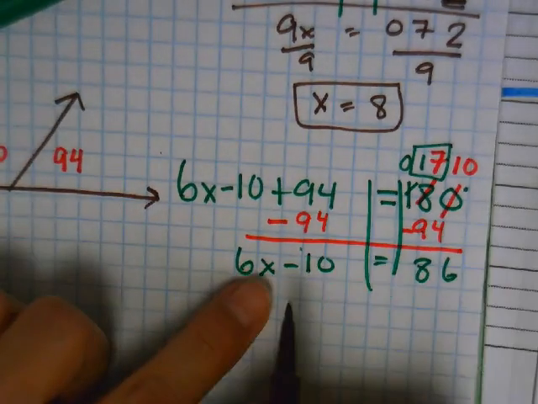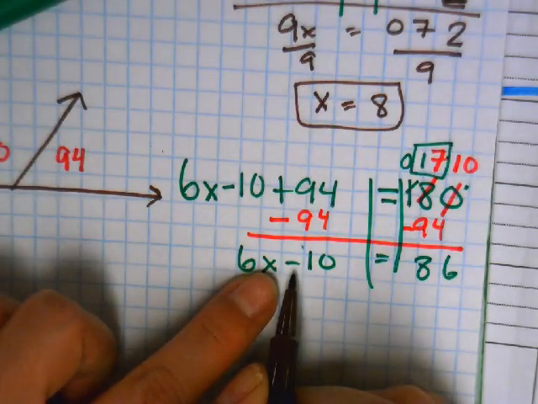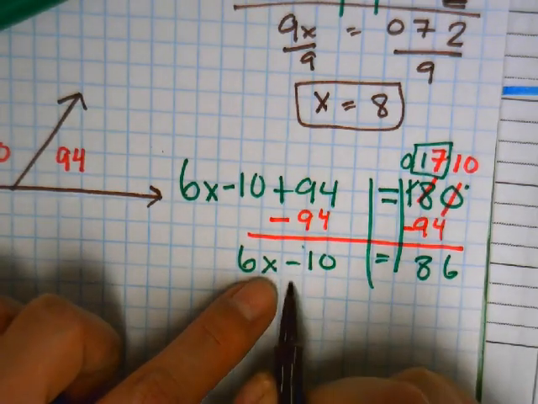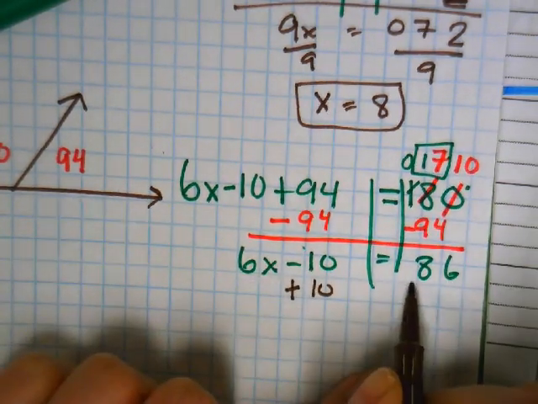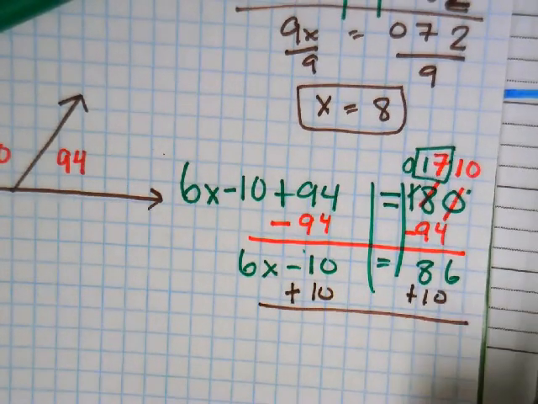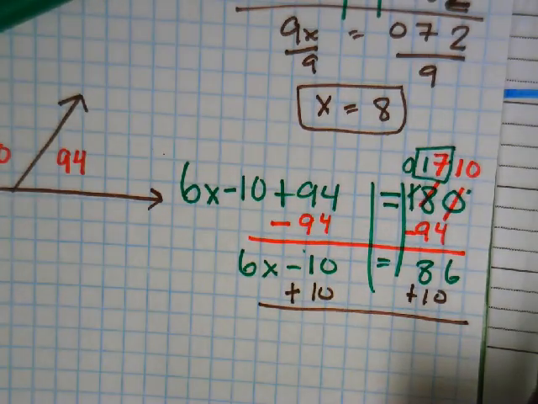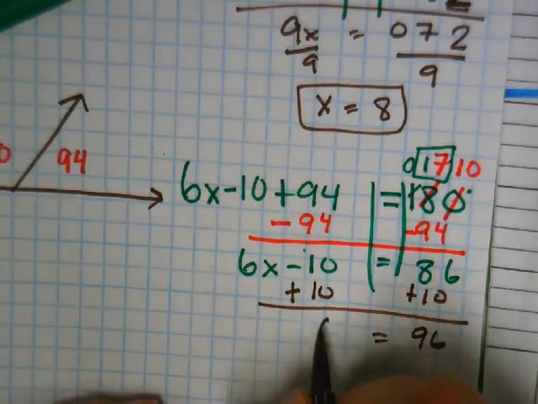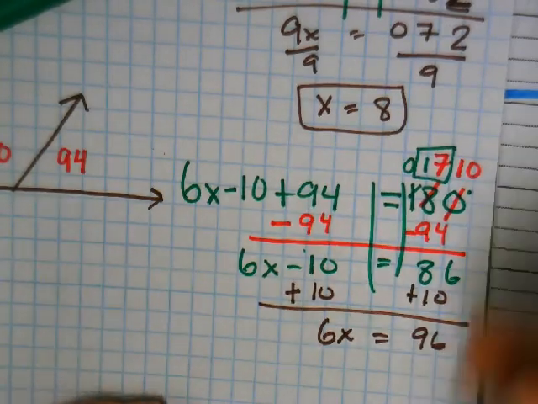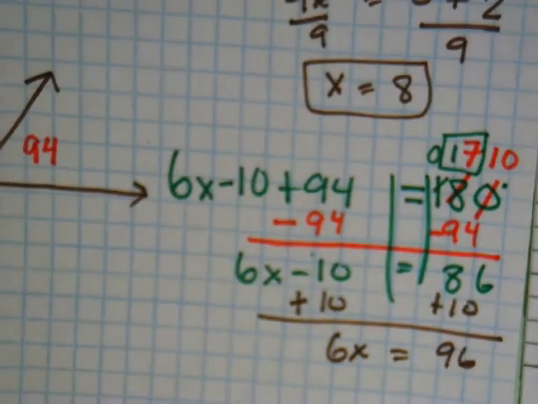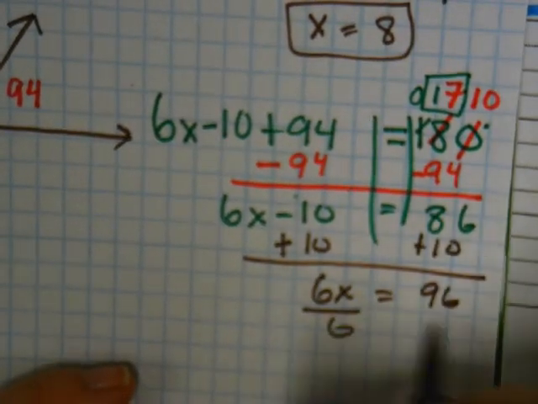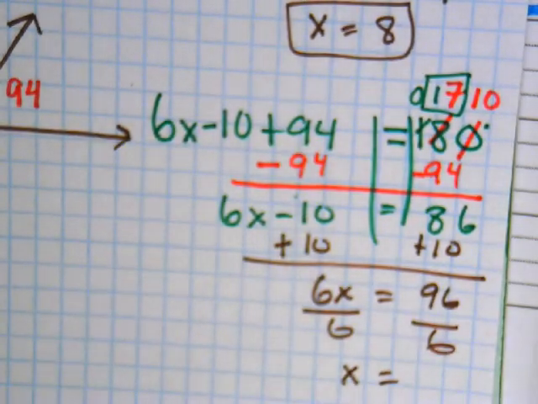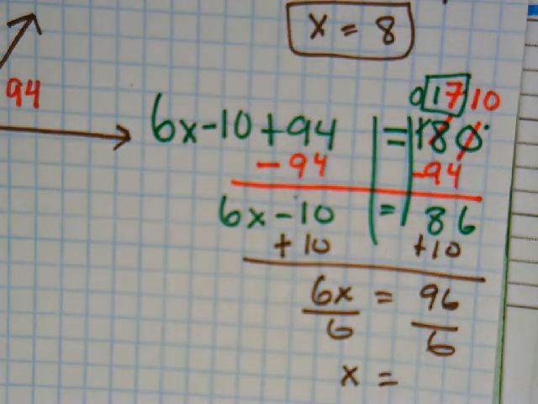Exactly. So right here I see there's a minus. What's the opposite of a minus? A plus. 10 plus 10. All right. Wow. Super hard. What's 86 plus 10? 96 equals 6x. Now what's my last step? Divided by 6. Divided by 6. Ooh, 8? X equals 16.